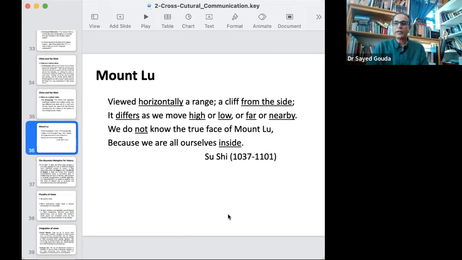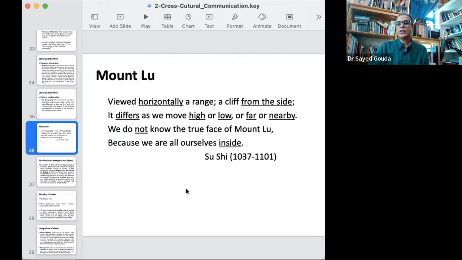Here, Zhang Longxi says that the poem doesn't say that outsiders will understand Mount Lu or have a better view of Mount Lu if they are distant. The poem doesn't say that. The poem just says that Mount Lu looks different from different perspectives. And no matter what perspective you use to look at Mount Lu, it will always look different. Whether you are inside or outside, it will look different.